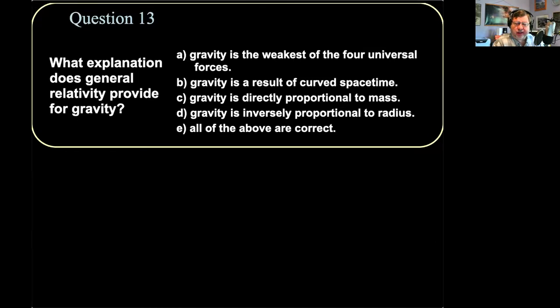Yeah, so here's the thing. This is one of the examples where you really have to read the question carefully. Gravity is directly proportional to mass is true. Gravity is the weakest of the 4 fundamental forces is also true, but they were not the explanation that general relativity provided. So if you read the question carefully, the only correct answer is gravity as a result of curved spacetime. And gravity is inversely proportional to radius is actually not true, because it's inversely proportional to the distance squared and not necessarily the radius.